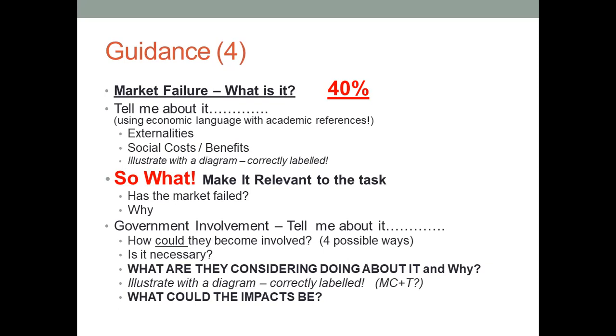Give me practical examples which are relevant to this assignment. And they're not going to do all of them, so tell me they could do this, but actually they're not going to. Why are they doing it? Show me on the diagram. Talk to me about the marginal cost and the marginal social cost. Talk to me about the curve, the marginal cost plus tax. Talk to me about what the impacts could be.